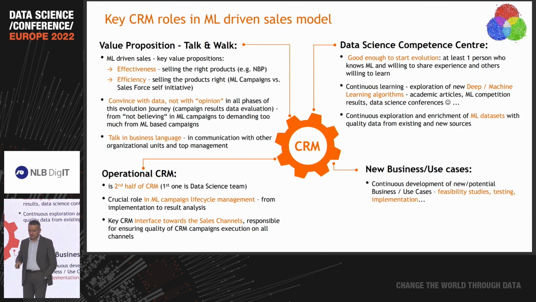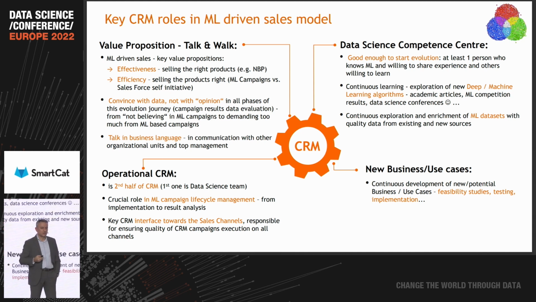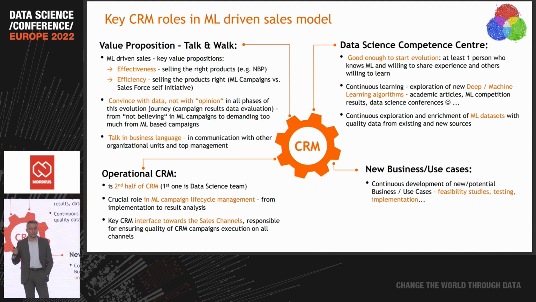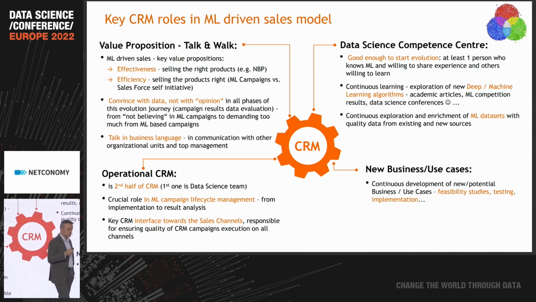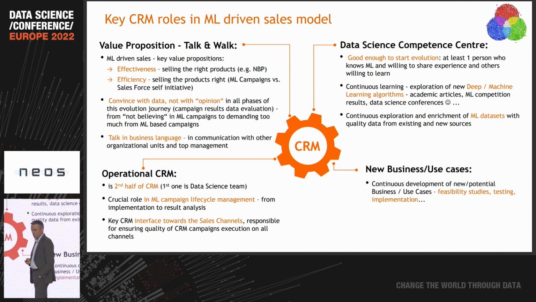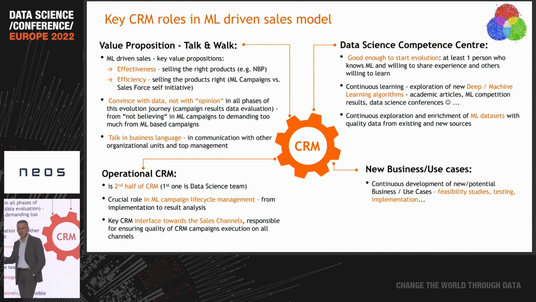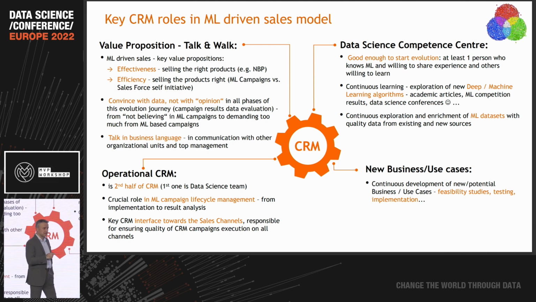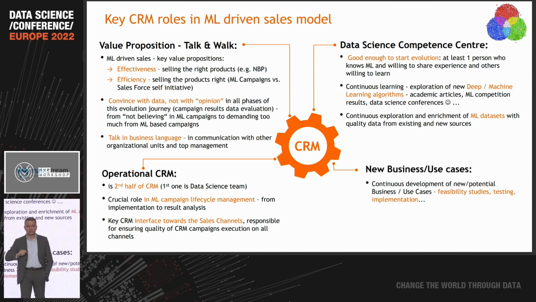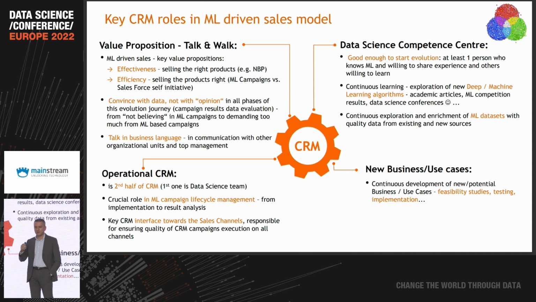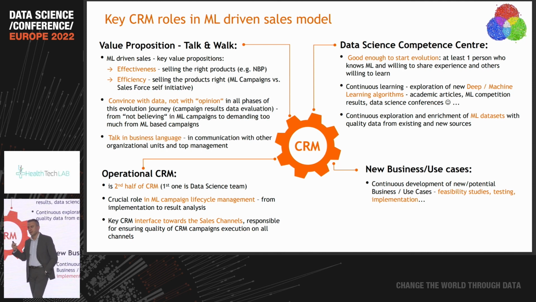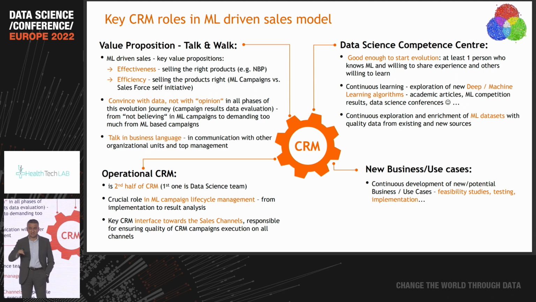With regards to critical elements, the critical activities for the CRM, our value proposition is basically to propel the effectiveness and efficiency, to sell the right products and to sell them right, to discuss and convince others in the organization not with an opinion but with data, to talk the business language. The second and critical part of the CRM is the operational team, who is actually implementing campaigns, who are following the entire life cycle of the campaign, who is the main interface toward the other organizational parts and the sales network.